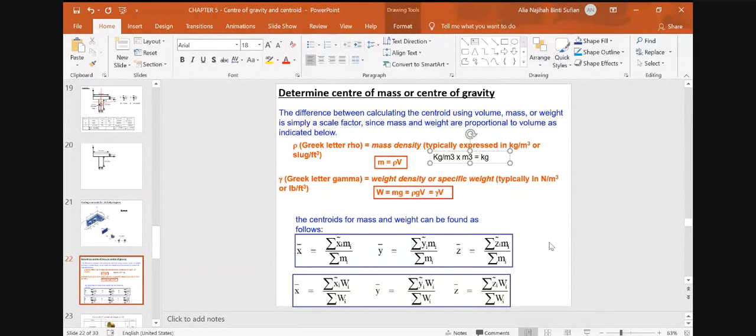Okay. The centroids for mass and weight can be found as follows. We use the same equation just now. We have x bar here. If we consider mass, centroid for mass, we have x bar equal to summation of x bar times mass divided by total mass. If we have weight, centroid for weight, we have x bar equal to summation of x bar times weight divided by total weight.